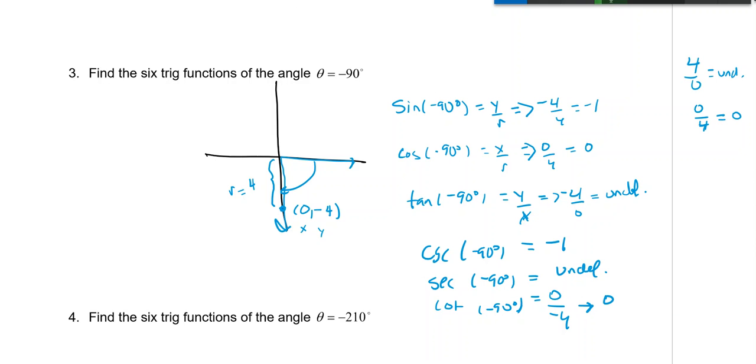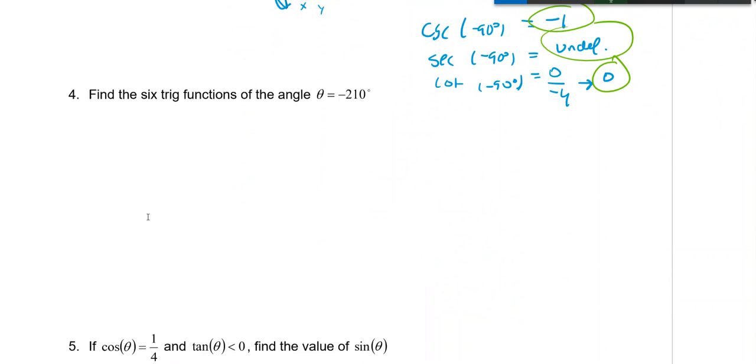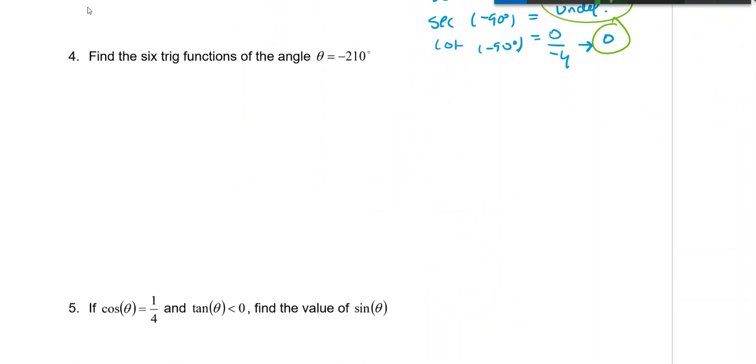So there are your 6 trig functions. -1 is the sine, 0 is the cosine, the tangent's undefined, the cosecant is -1, the secant is undefined, and the cotangent is 0. Moving on to -210.